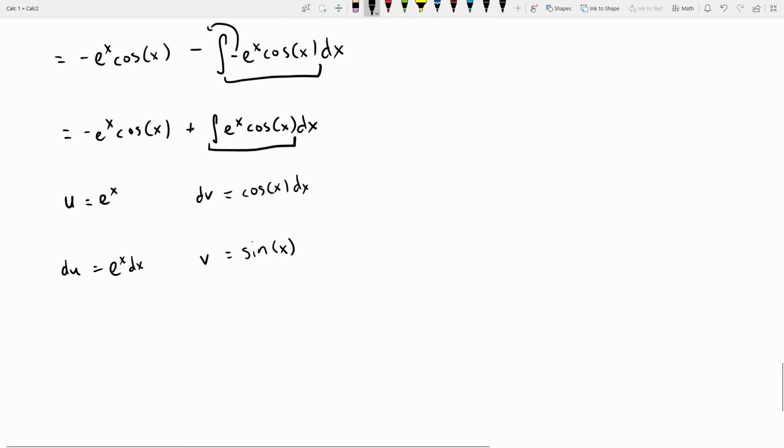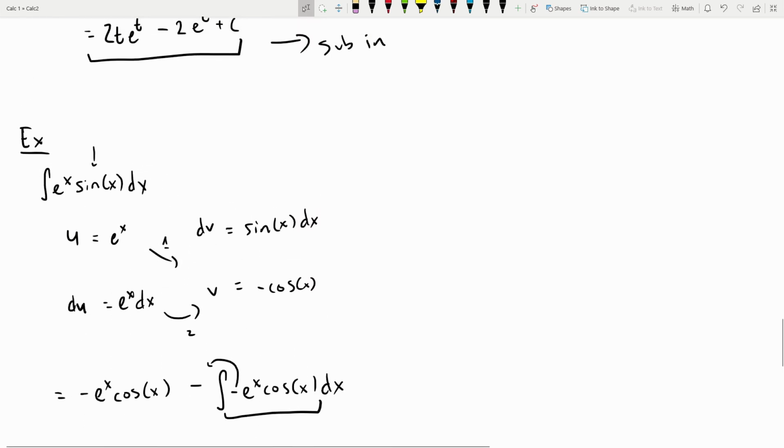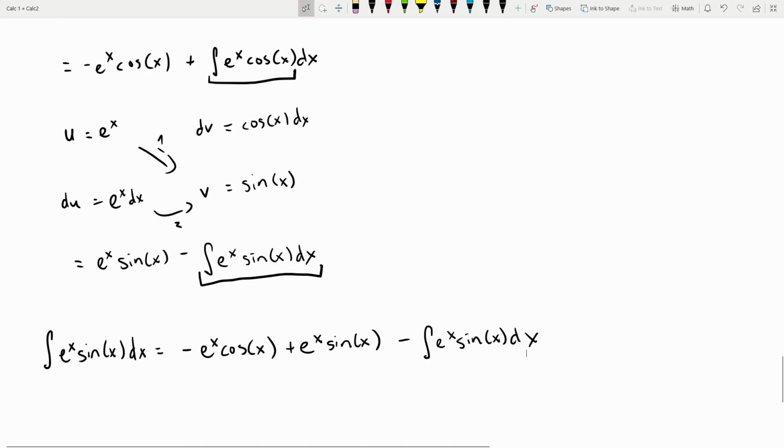So let's go ahead and solve our second integral right here. So it's going to be step number 1, and then step number 2. If we notice something, we have essentially come back to the original integral that we started off with. This was the original integral that we started off with, and we can see that we've come right back to it. So if I write everything out right now, this is what we have. So this is where we're at.